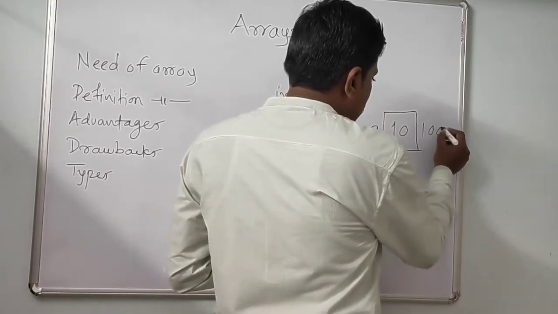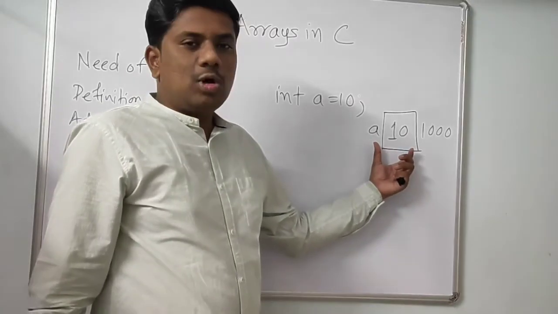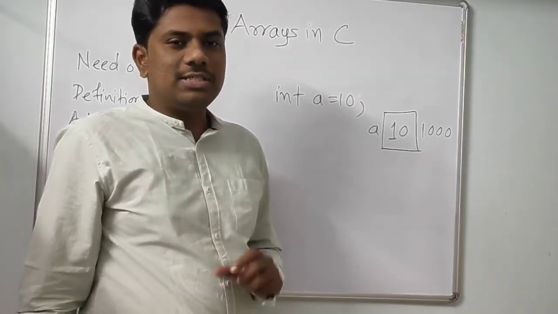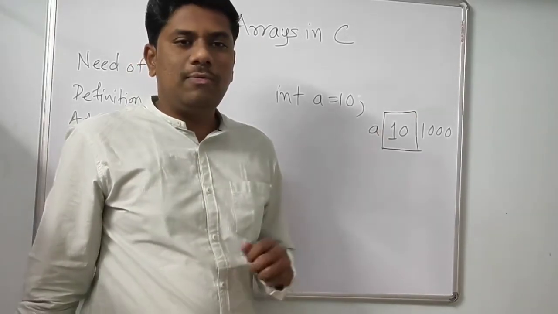This block will have some address. Consider the address is 1000. Now this block size is 2 bytes. I am considering a 32-bit compiler. For a 64-bit compiler, the block will be 4 bytes.